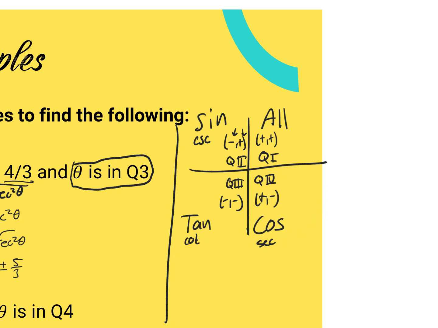One way that I like to remember it, and one common way, is "All Students Take Calculus." All are positive in the first quadrant. Students: sine and its reciprocal are positive in the second. Take: tangent and its reciprocal are positive in the third. Calculus: cosine and its reciprocal are positive in the fourth.